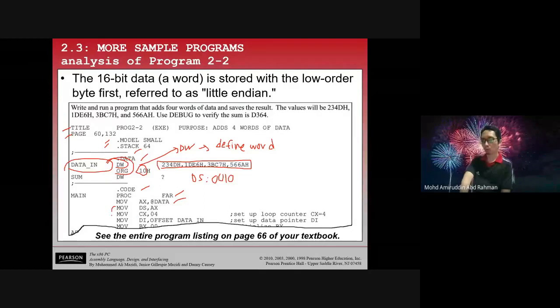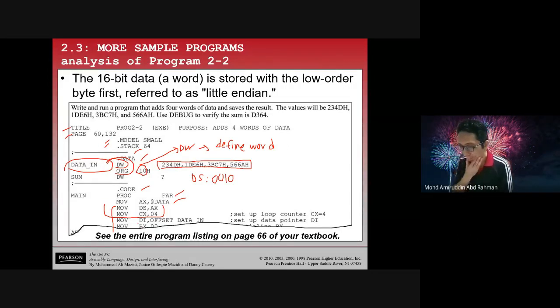So we need to look at the instruction. For the instruction, we put AX into DS, and then CX 04. So this is also the common one. We start from here, where first we offset the data in, so we put that into the DI.